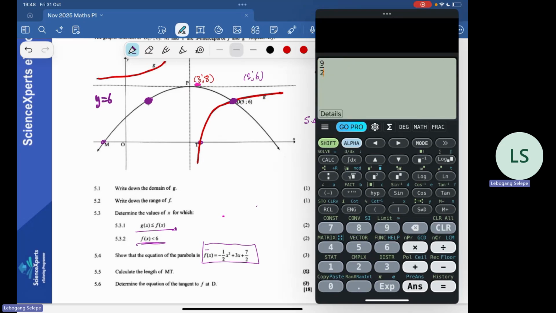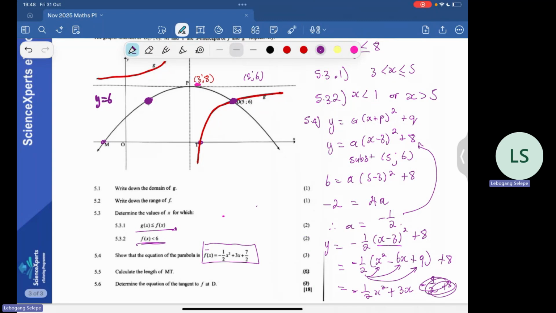So minus 9 over 2 plus 8, let's see how much that gives us. That's 7 over 2, right? So I can replace that with 7 over 2, and that's our final answer. It does match with the equation they wanted us to find, so we are safe.